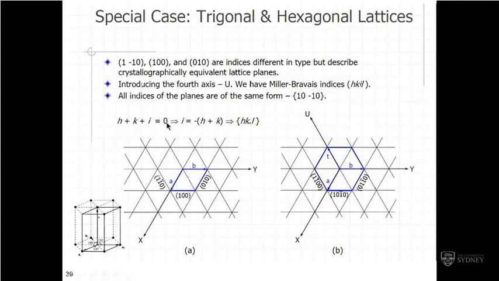For example, if you want to rename the 1, 0, 0 plane in this new terminology, you know that h is 1, you put it in there, k is 0, you put it in there, and you will figure out that the i will have to be equal to -1. And that's how you get this number here, 1, 0, 1 bar, 0. It's just the 1, 0, 0 plane that has been renamed using these 4 indices.